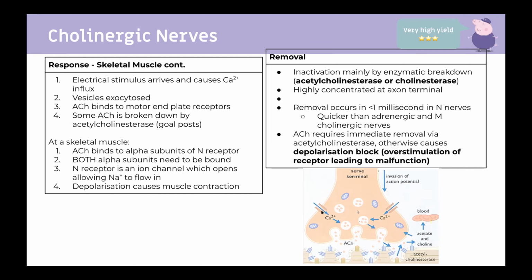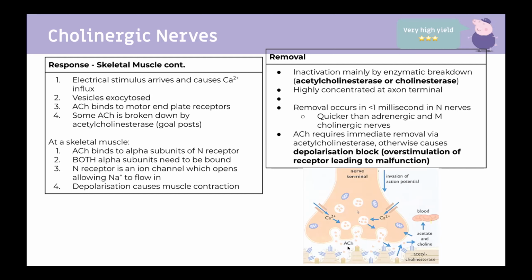And that's going to trigger your vesicles, which have acetylcholine in them, okay? They will be exocytosed. So you can see the vesicles docking at the membrane, and then they're going to be exocytosing your acetylcholine, all right? So then what happens is that your acetylcholine will bind to motor end plate receptors. So motor just means like your movement, okay? So it's going to be binding to receptors that face the nerve terminal on your skeletal muscle, for example, if we're talking about somatic, okay?